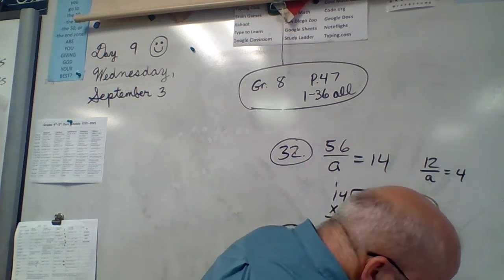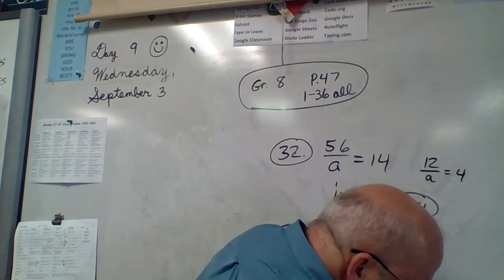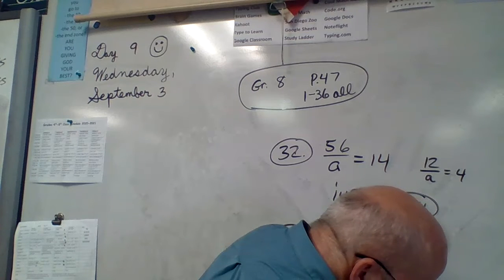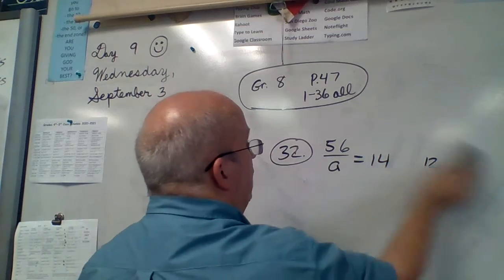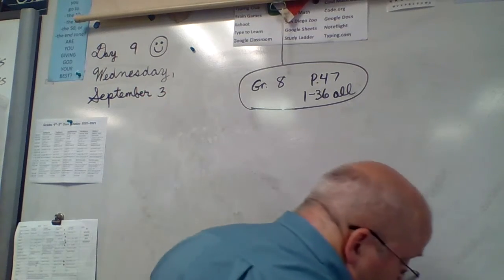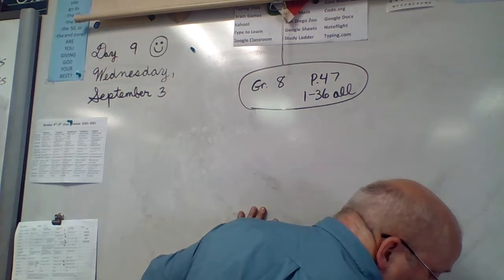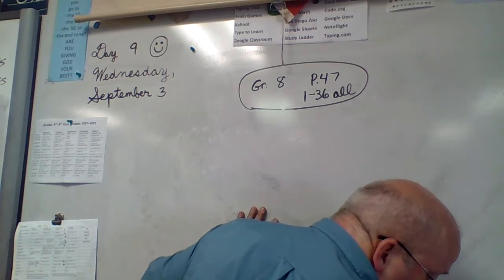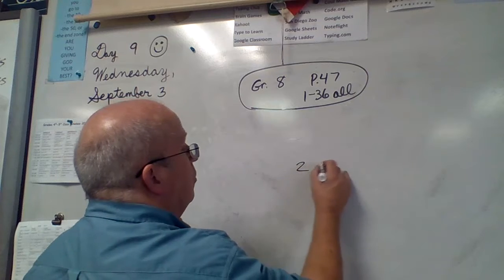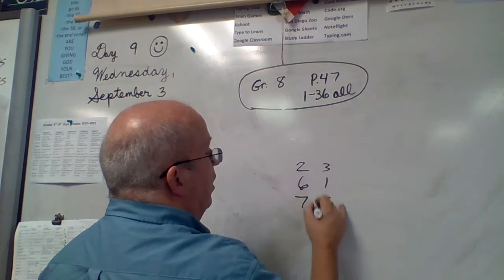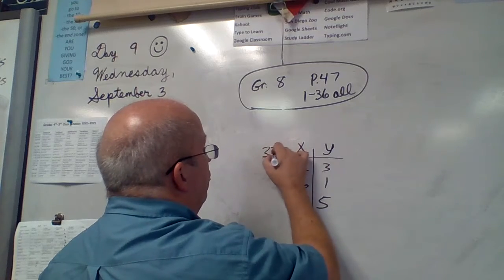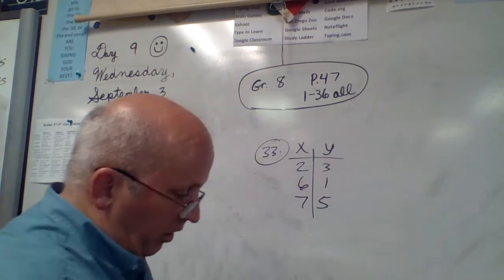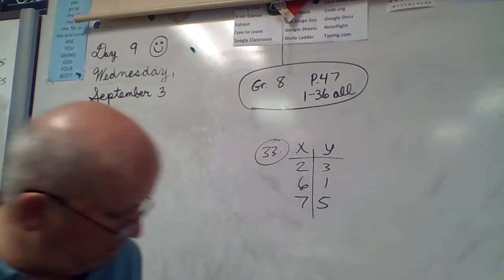We've got 33 and 34 there. We're supposed to express this relationship as a table and then as a graph and then determine the domain and the range. We've got 3 different things going on there. I'm going to do number 33 right now. So we've got 2, 3, 6, 1, 7, 5. So there's my table right there. That's the first part of this.